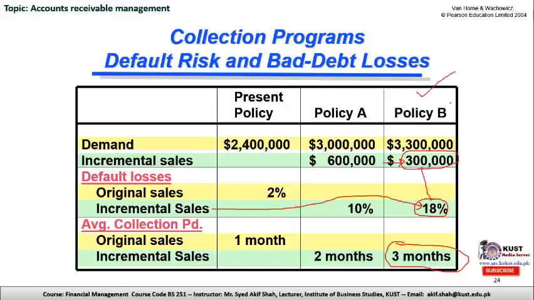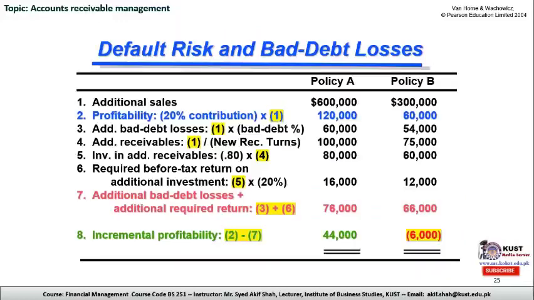So the question is to evaluate the profitability and cost associated with policy A and then with policy B, and finally to conclude which policy is more appropriate for the company. So let's do it. First of all, we have to address policy A. And how did we calculate these numerical values? Let us discuss one by one in detail.